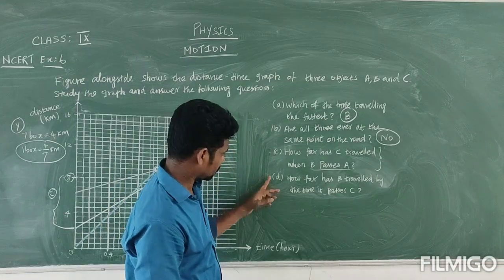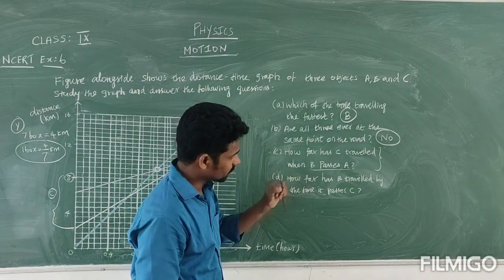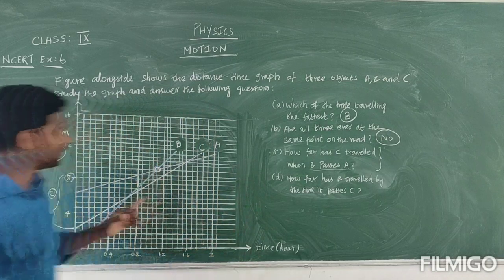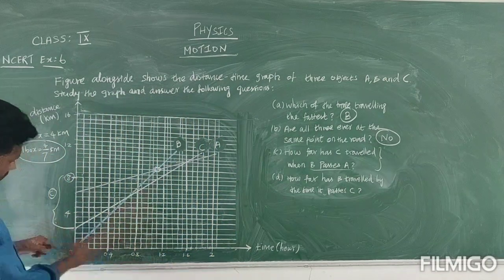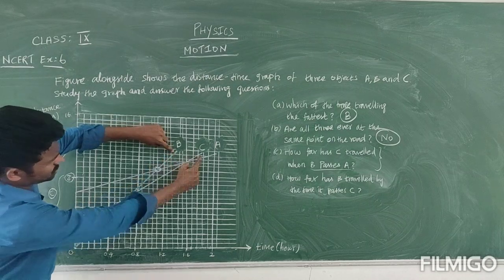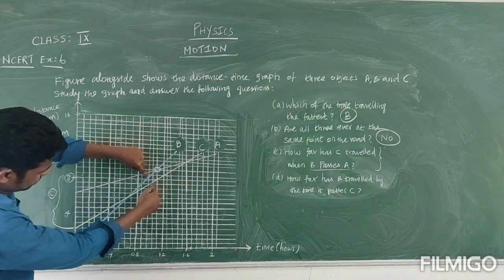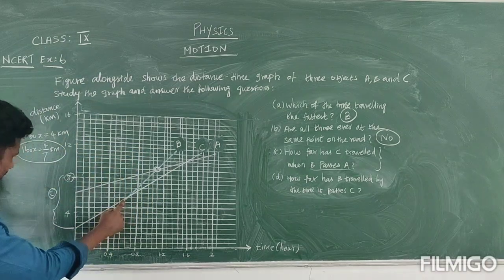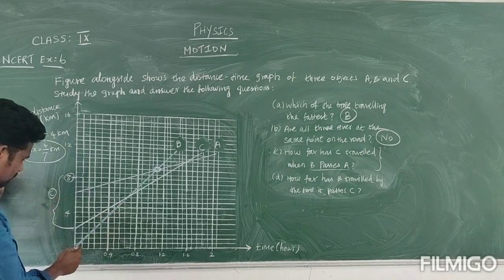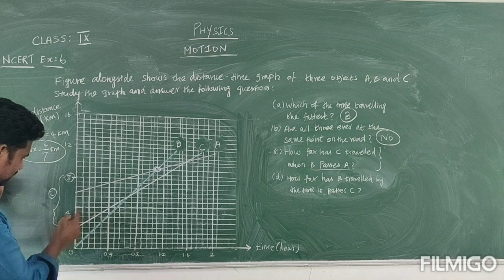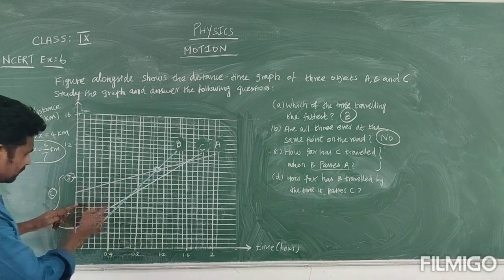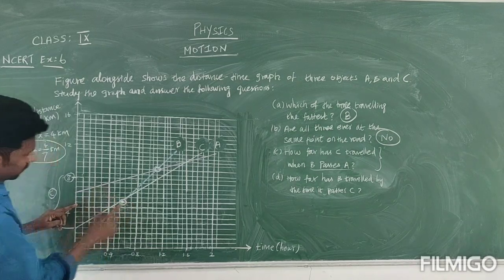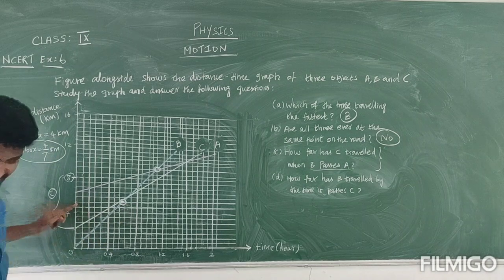Next question, part D: how far has B traveled by the time it passed C? So now B crossed C. We know this is B and this one is C, and they will meet approximately here. Please listen, students. Here 1, 2, 3, 4, 5, 6, 7, 8, 9. After completing the 9th box, they meet here.